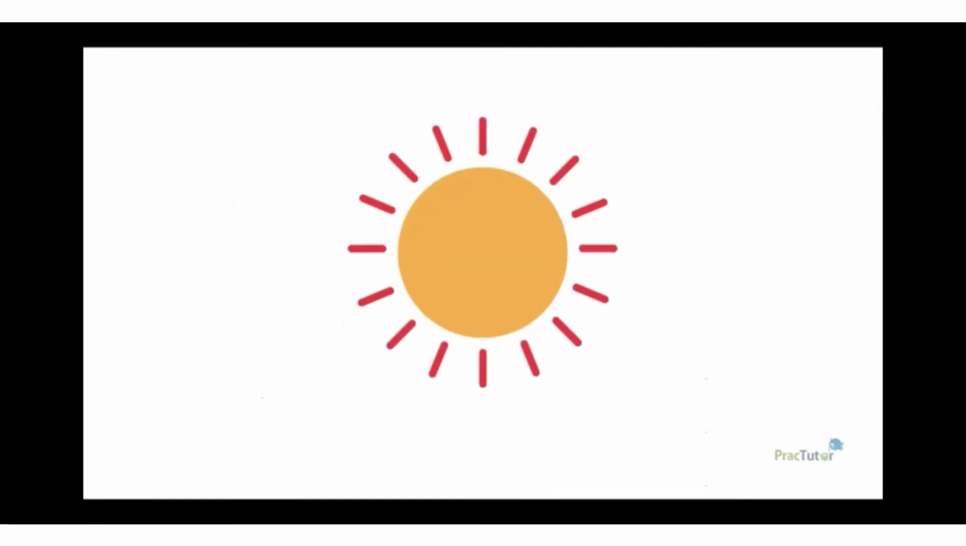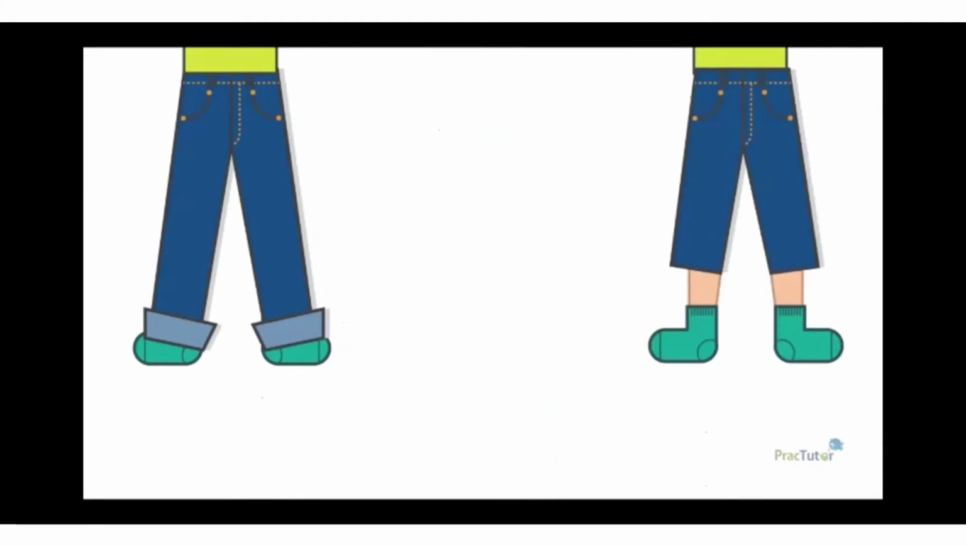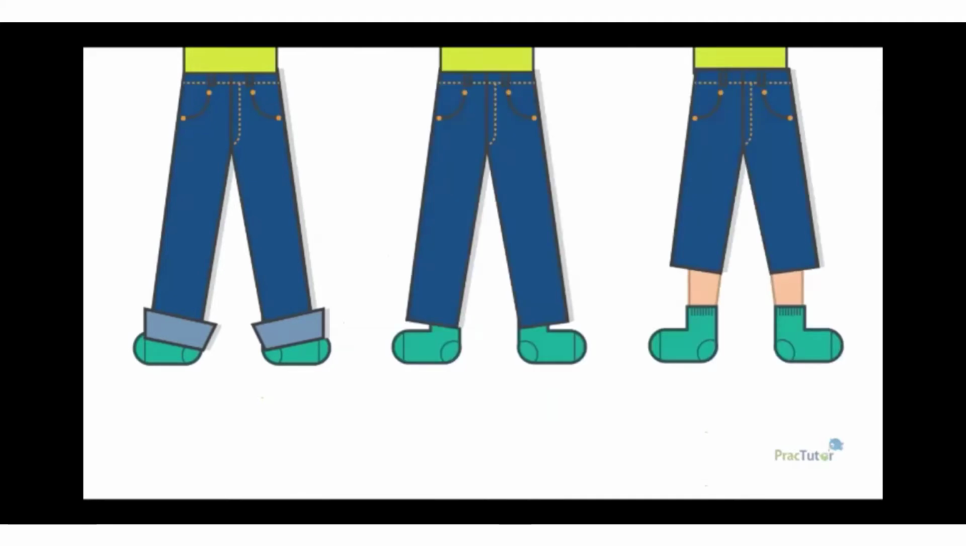Imagine you're getting dressed in the morning. You have 3 pairs of pants. 1 pair drags on the ground when you wear them. 1 pair is too small and shows your socks and legs. 1 pair is just right. How do you know which one is which?